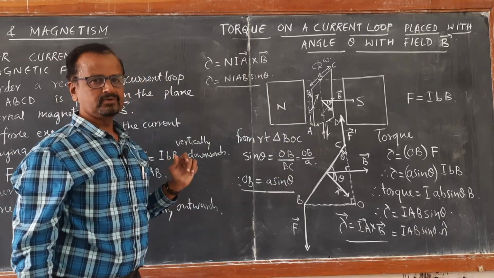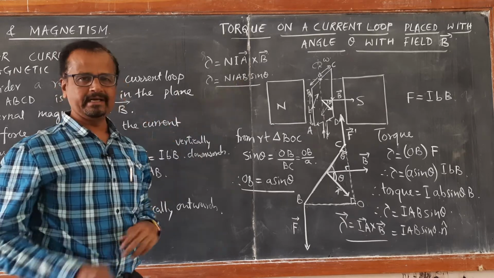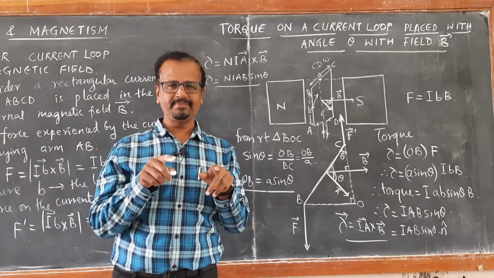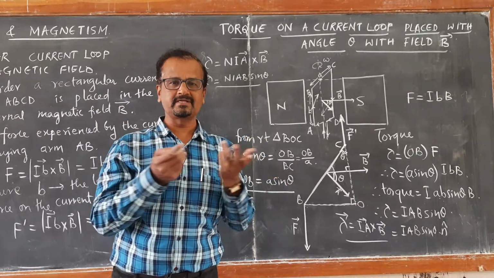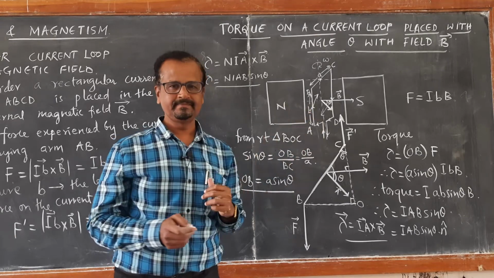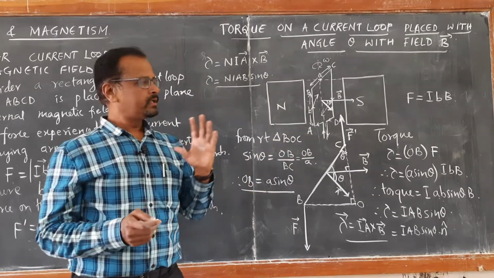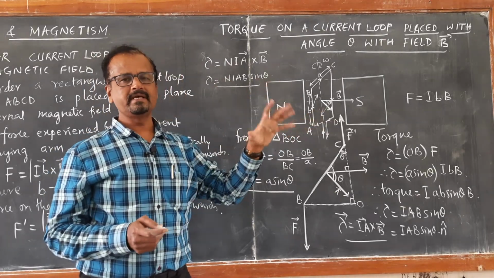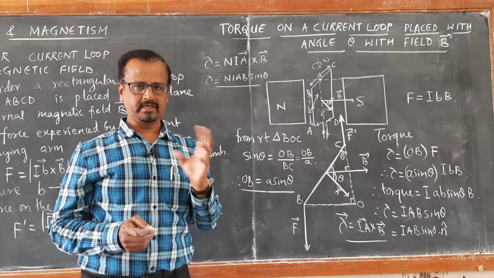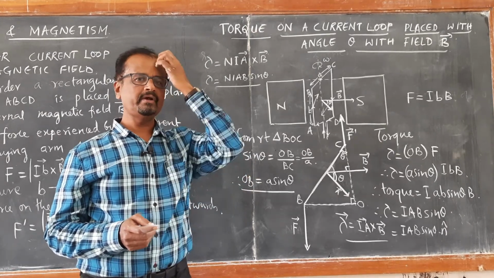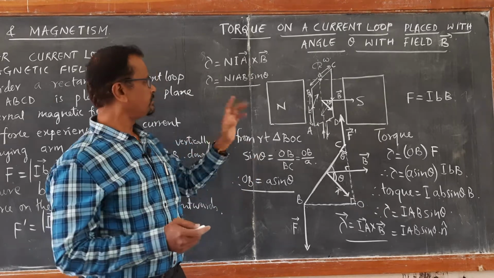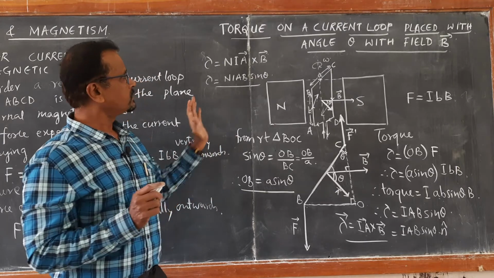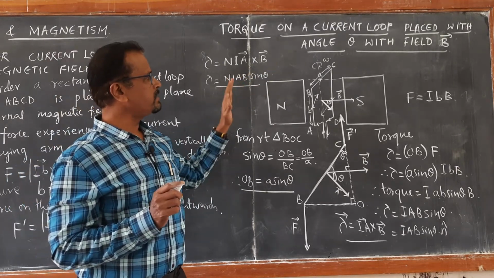Now one more interesting thing to be noted here is, it depends only on the area, whether the loop is rectangular in shape or triangular in shape or circular in shape. It depends only on the area, isn't it? So the torque depends on the area. We have studied here for rectangular loop, same thing is applicable even for circular loop, square loop or any other shape, right? It depends only on the area of that loop. Okay. So this is how we study the torque experienced by a current loop placed in a magnetic field with certain angle theta.